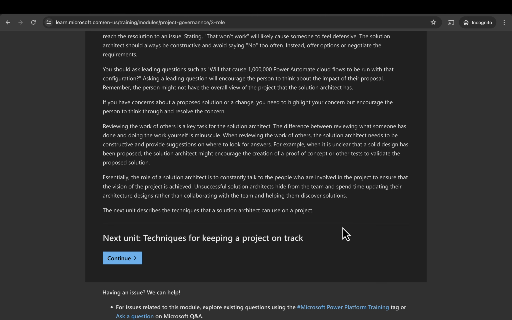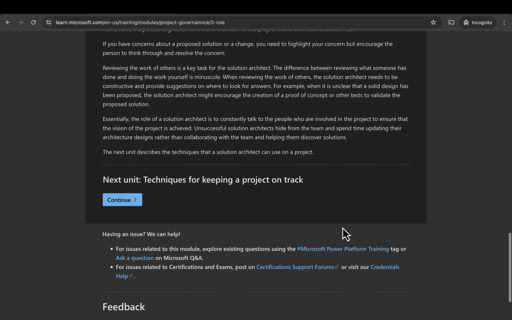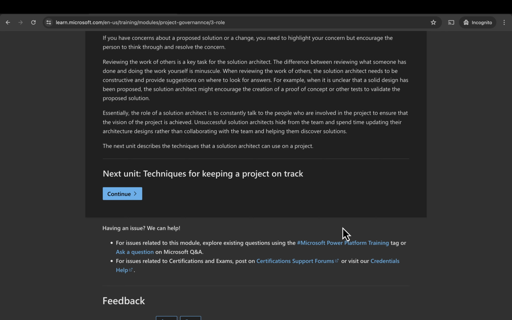You should ask leading questions such as, will that cause 1 million Power Automate cloud flows to be run with that configuration? Asking a leading question will encourage the person to think about the impact of their proposal. Remember, the person might not have the overall view of the project that the solution architect has. If you have concerns about a proposed solution or a change, you need to highlight your concern, but encourage the person to think through and resolve the concern. Reviewing the work of others is a key task for the solution architect. The difference between reviewing what someone has done and doing the work yourself is minuscule.